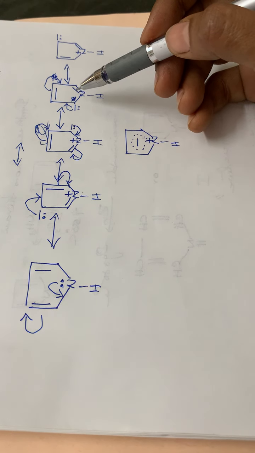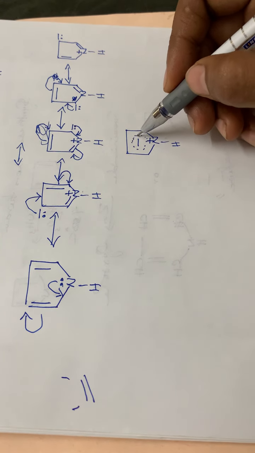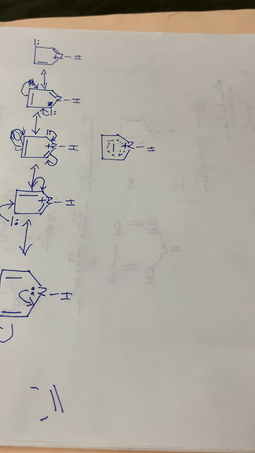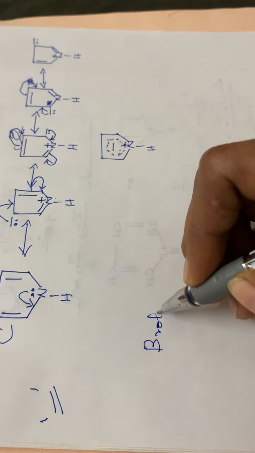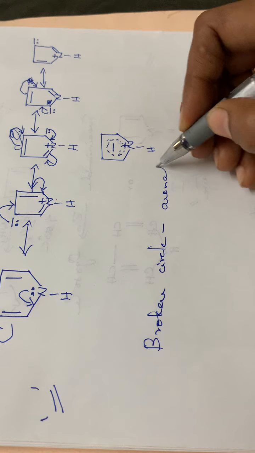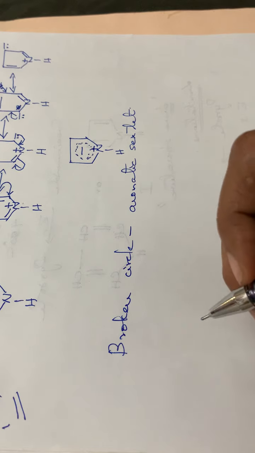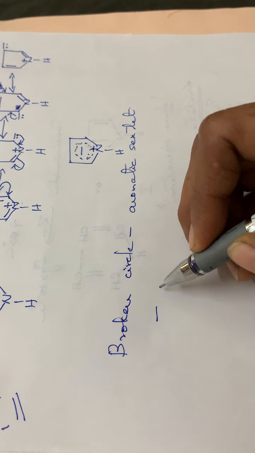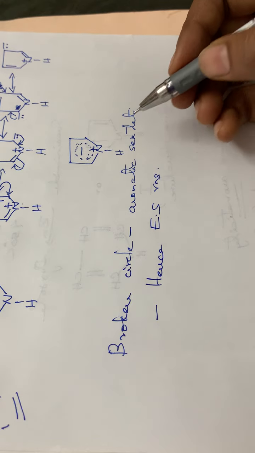It is not having an actual position. This double bond, it is not having an actual position. It will be spread over the entire ring. Okay, that means a pi electron cloud will be spread over the entire ring. And also this broken circle represents the aromatic sextet. Broken circle represents the aromatic sextet, and therefore as a result of this aromatic sextet, it will be giving electrophilic substitution reactions. Hence, electrophilic substitution reactions are given by this pyrrole.